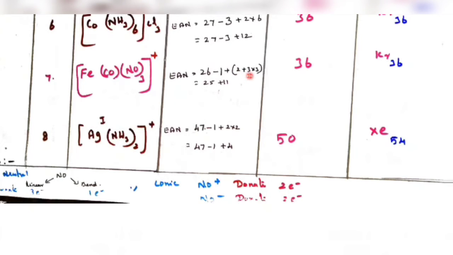This ligand, how many times? 3. So it donates 3 electrons, each one donates 3 electrons. It is a neutral molecule. It is a linear structure. It donates 3 electrons, so I have multiplied 3 into 3, 9, plus 2, 11. Then here minus 1, 25 plus 11, 36.